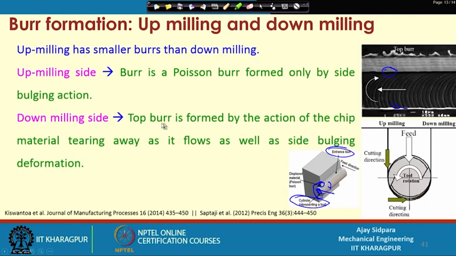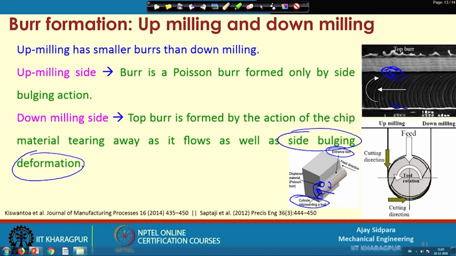And if you see the down milling, in this particular case the top burr is formed by the action of the chip material tearing away as it flows, as well as the side bulging operation. When it is rotating in this direction, this material is torn away, but your cutting edge will not be able to remove the torn material, which means it will stay there, and because of that the side bulging happens, and then the chip material flows onto the top surface. That is the reason you end up with different types of burrs on the down milling side and other types of burrs on the up milling side.